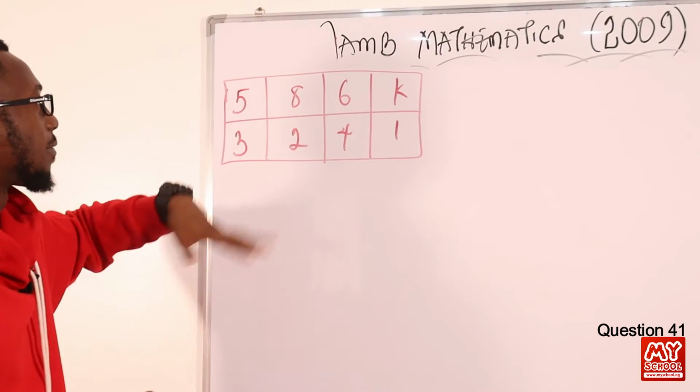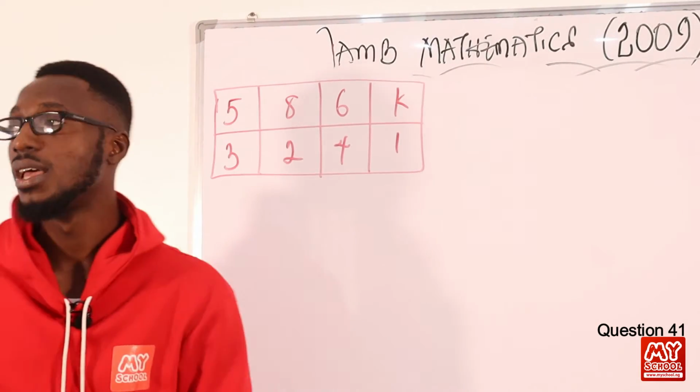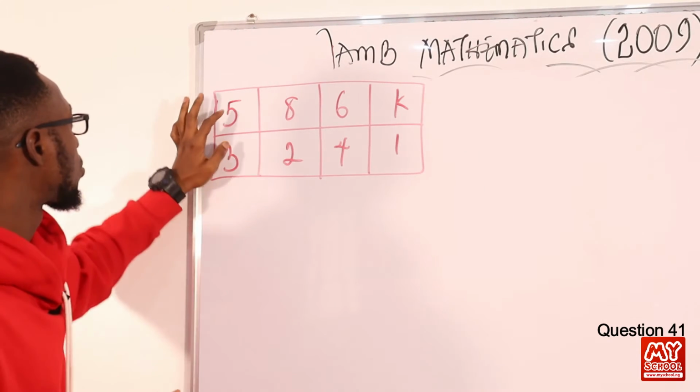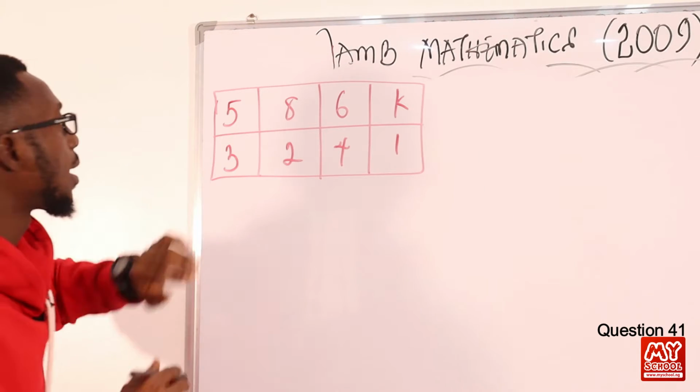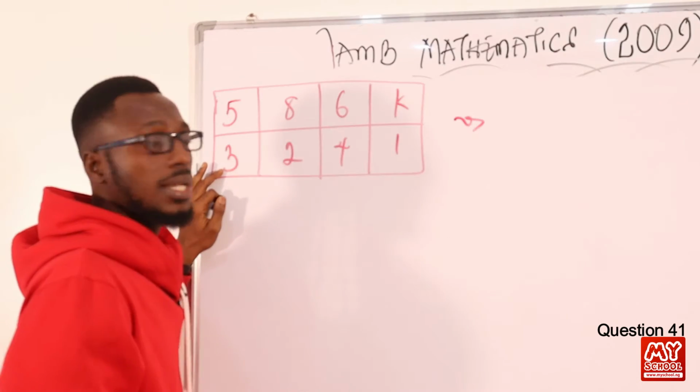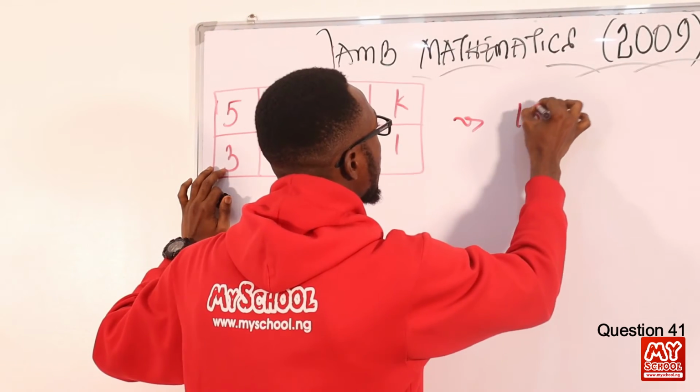So we are having these values against their frequencies. All right, so let's make this happen. How many times did 5 occur? We can see that 5 occurred 3 times. So that is 5 times 3, that is 15, right?